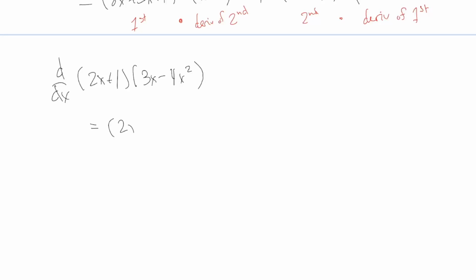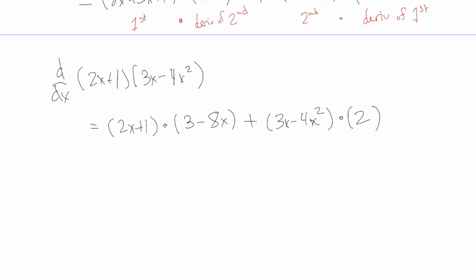What do I get? The first thing is 2x plus 1 times the derivative of the second thing, which is 3 minus 8x, right? I hope I did that right. This is just the first half of the product rule. That's the first thing times the derivative of the second thing. And then I go plus the second thing like it is, 3x minus 4x squared, times the derivative of the first thing. What's the derivative of the first thing? 2, yeah, just 2.